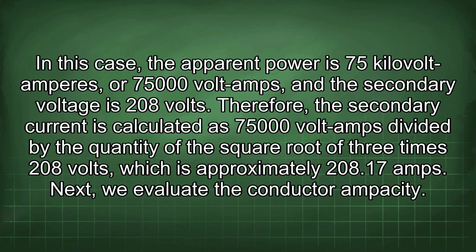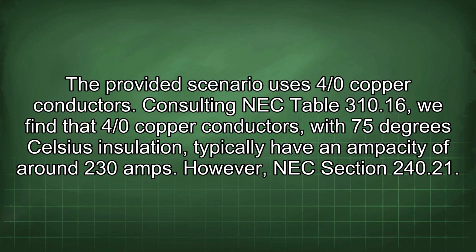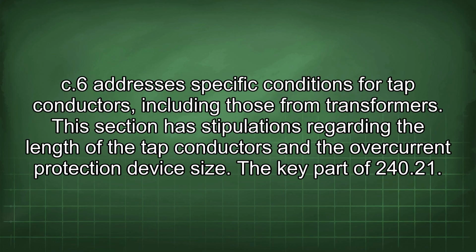Next, we evaluate the conductor ampacity. The provided scenario uses 4/0 copper conductors. Consulting NEC Table 310.16, we find that 4/0 copper conductors with 75 degrees Celsius insulation typically have an ampacity of around 230 amps. However, NEC section 240.21(C)(6) addresses specific conditions for tap conductors, including those from transformers. This section has stipulations regarding the length of the tap conductors and the overcurrent protection device size.